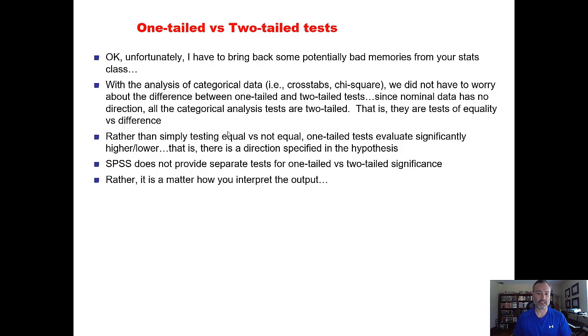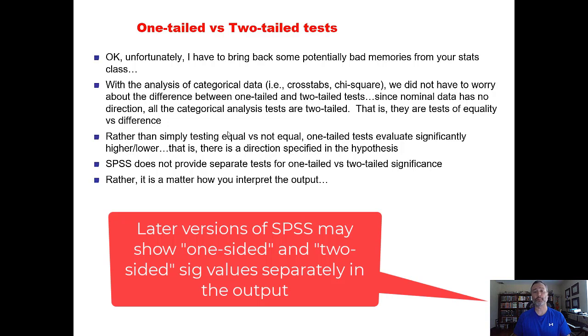Or is the population parameter equal to 2? Right? But I could have instead said, I want to test whether the true population value is greater than 2. And in terms of what you enter into SPSS, it's the same test, but the way that you interpret the output is quite different. Rather than simply testing equal versus not equal, one-tailed tests evaluate significantly higher or lower. There's direction specified in the hypothesis.